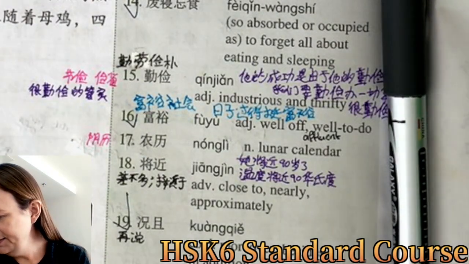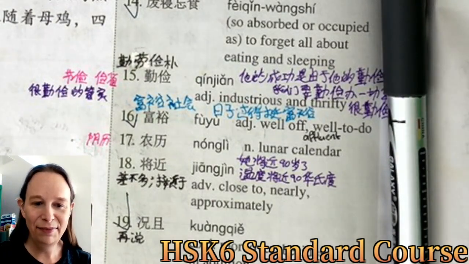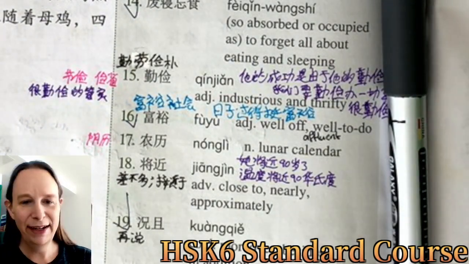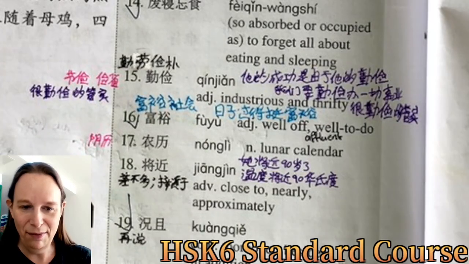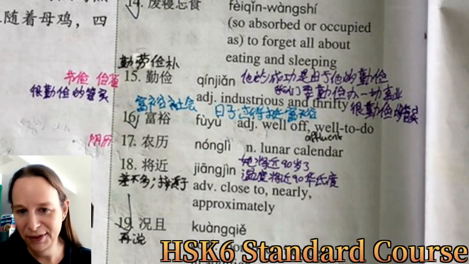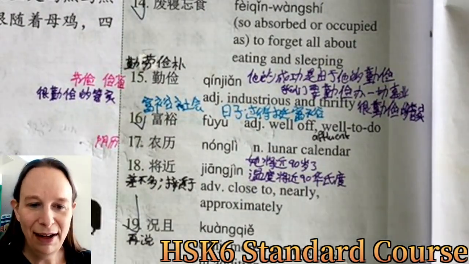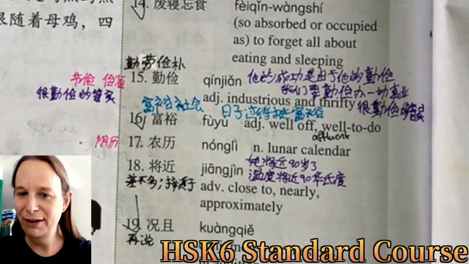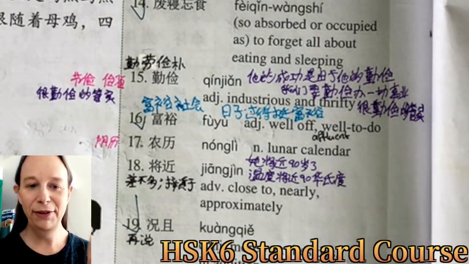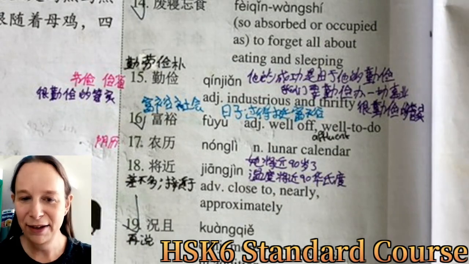What's next? 农历, yeah, 农历. So you need to know 农历 when they tell you about holidays and so on, these festivals. But by and large, China uses the Gregorian calendar, just with a few exceptions for like 春节、元宵节 and so on.